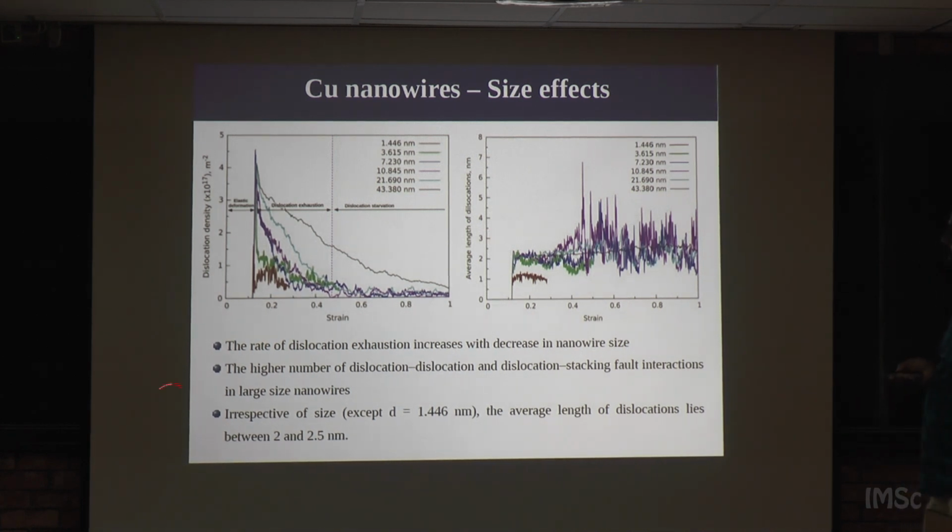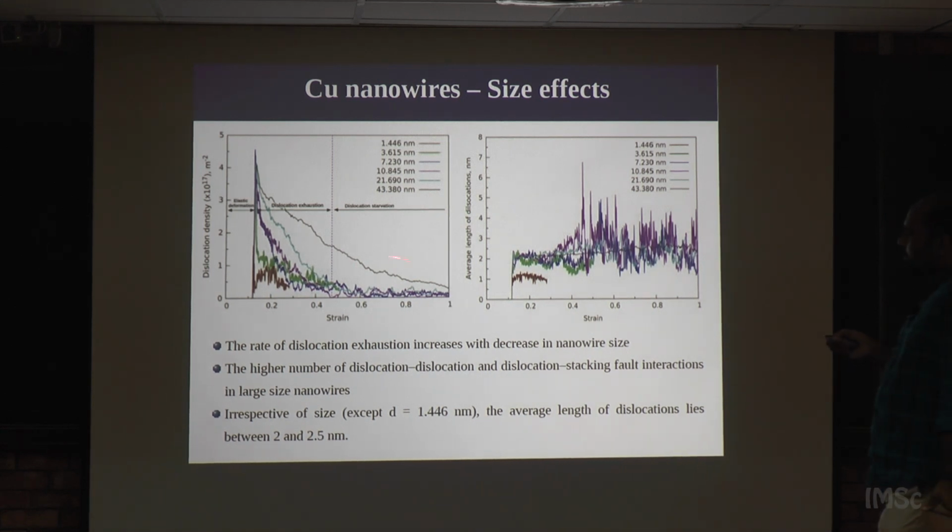As you can see, this is in copper. Initially the dislocation density is maximum at yielding, where the stress is also higher, and then with increasing strain the dislocation density continuously decreases. The decrease is rapid up to some point, after which it is almost constant. This decreasing stage we call the dislocation exhaustion region, where the nucleation rate is lower than the exhaustion rate, meaning the exhaustion rate is much larger than the nucleation rate.